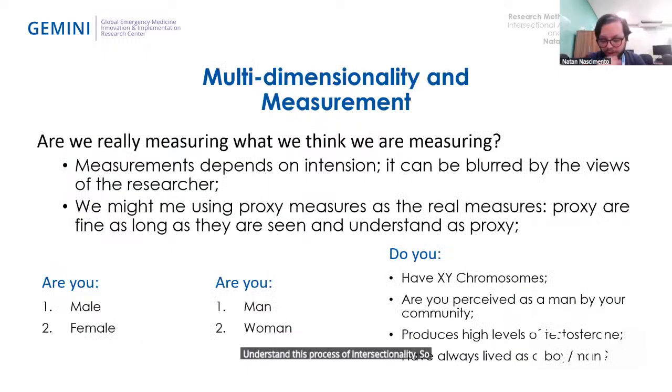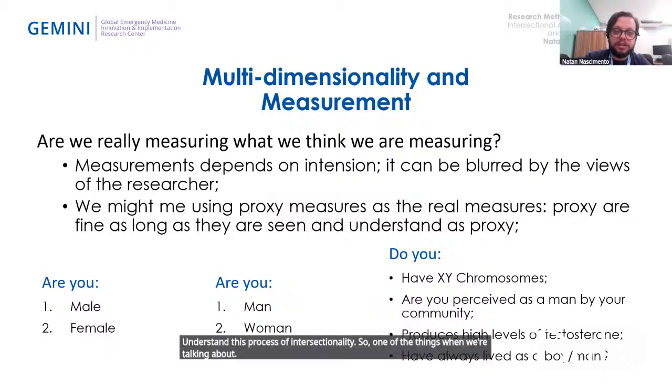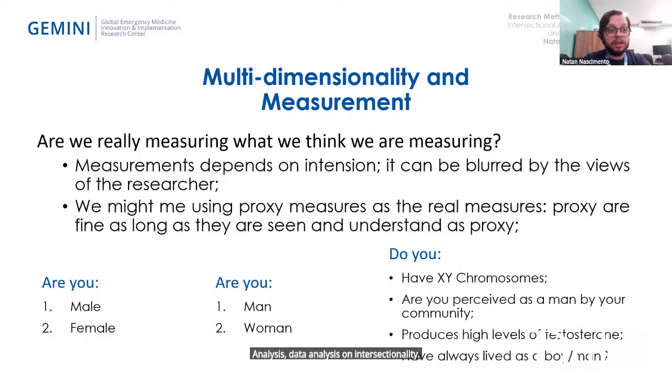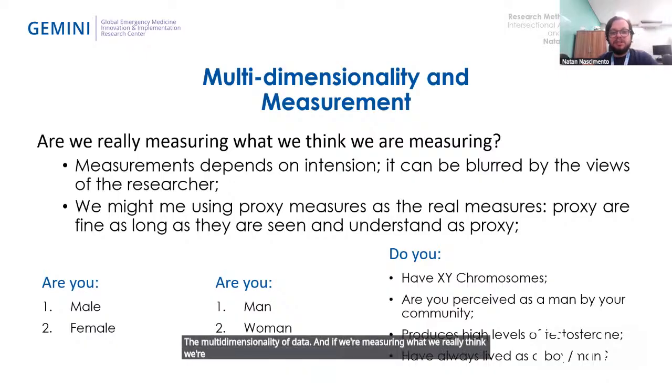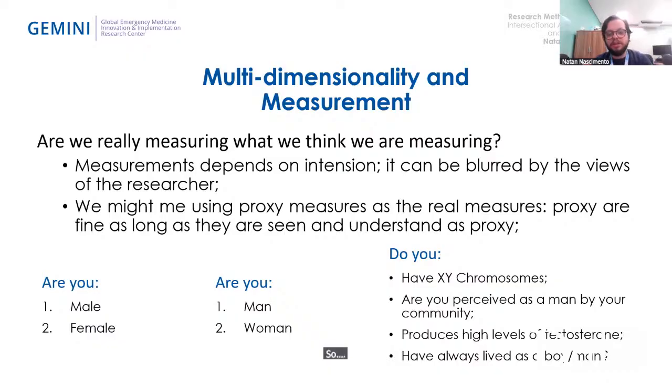So one of the things when we're talking about data analysis on intersectionality is to understand its multidimensionality and how it can be measured. The concept of intersectionality is a framework, not a theory. So we don't have something where we say, okay, this is a theory that compounds. No, it's more like a framework that helps us understand more complex theories. And when we're talking about intersectionality, we first need to understand the multidimensionality of data and if we're measuring what we really think we're measuring. So measurement depends on intention. It can be blurred by the views of the researcher.